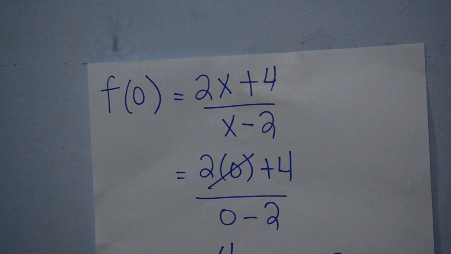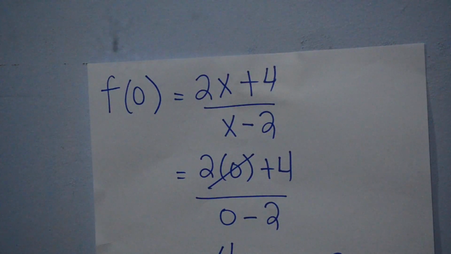Next, we're going to find our y-intercept. In obtaining our y-intercept, we're going to use everything from our given, which is 2x plus 4 over x minus 2. But we're going to substitute all x variables with 0. So f of 0 equals 2x plus 4 over x minus 2. Substituting all x variables with 0, it's going to be 2 times 0 plus 4 over 0 minus 2.